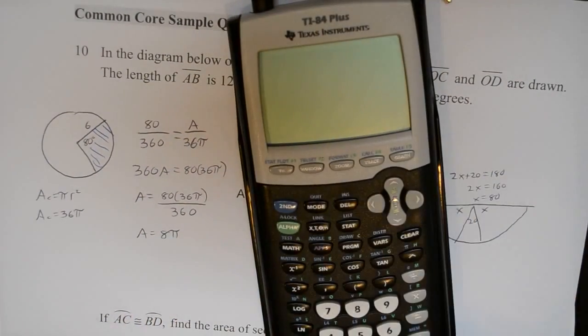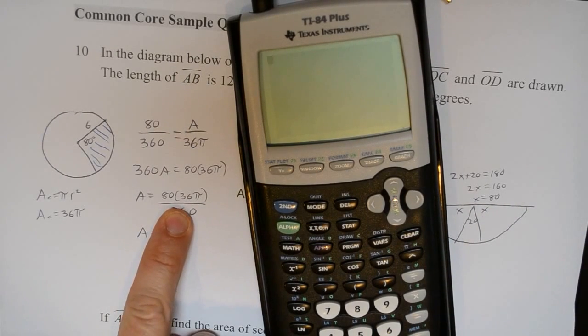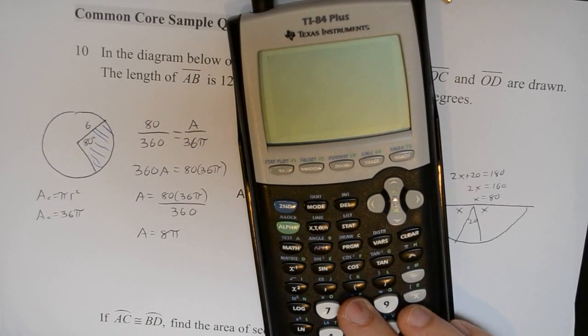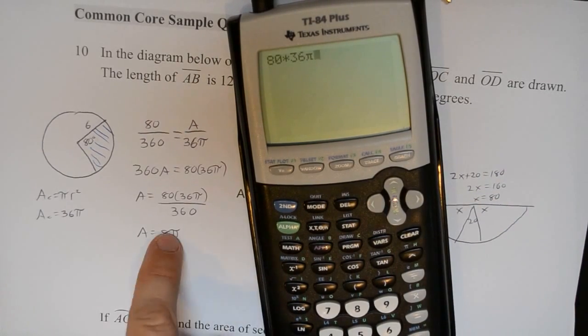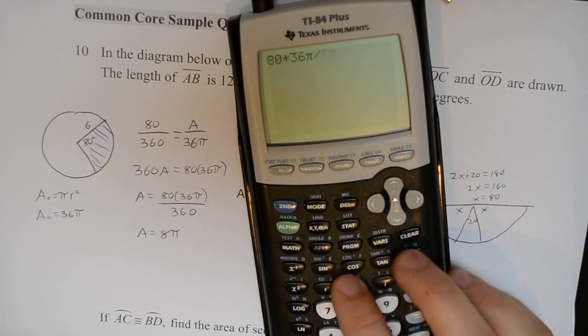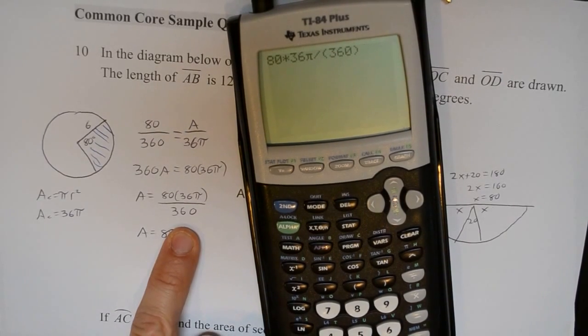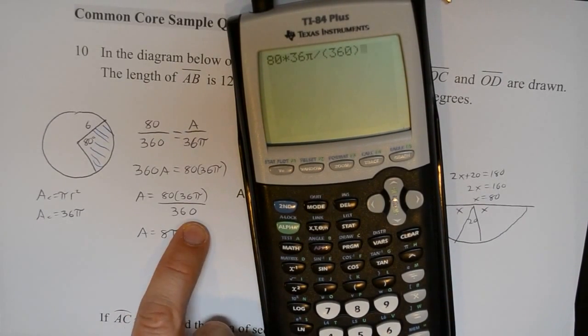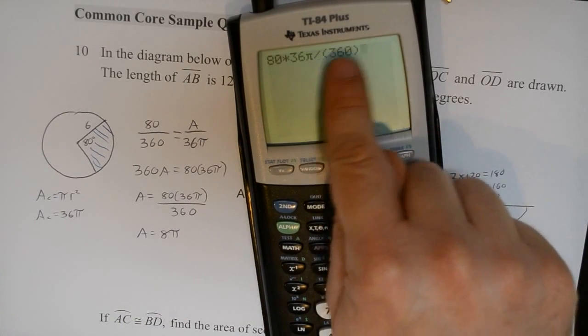I will go ahead and pop it in the calculator just to be sure and show you how to enter this. With something like this, you have to be careful with parentheses. It says 80 times 36 pi. I'm good there, but now I want to divide by 360. So I'm going to divide by, and I'm going to put a parenthesis around that 360. Now in this case, you'd probably get away without it, but if that was 360 times some other number, or if there's more than one term in the denominator, it's very important you have a parenthesis around that.